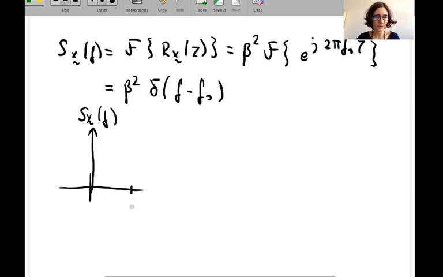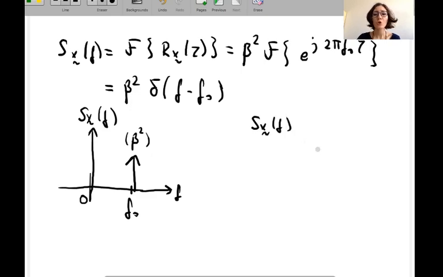So it's a very simple PSD that consists of a single impulse at f0 with strength beta square. Now let's again look at some properties of the power spectral density. So the power spectral density should always be real valued. We check whether this holds. It holds, so it's real valued. This should always hold for any random process, no matter complex or real valued.